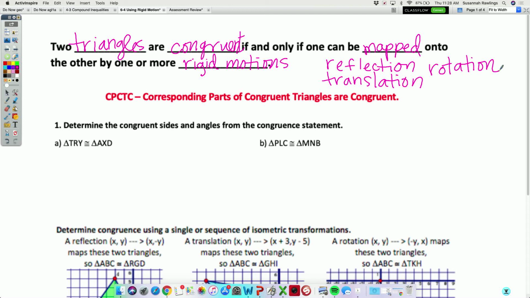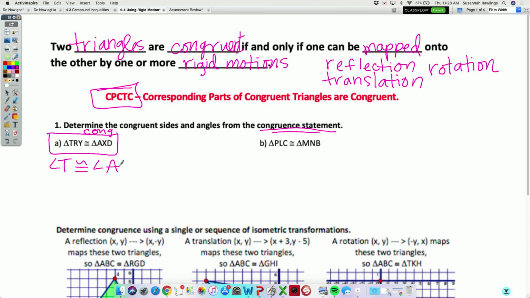This is CPCTC, so remembering our corresponding parts. Anyone remember what this statement is called? That is the what statement? The congruent statement. And that's written right there, congruent statement. So using that, let's go ahead and list out the congruent sides and the congruent angles. So I would say angle T is congruent to, Katie, what angle? Angle T would be congruent to what angle?